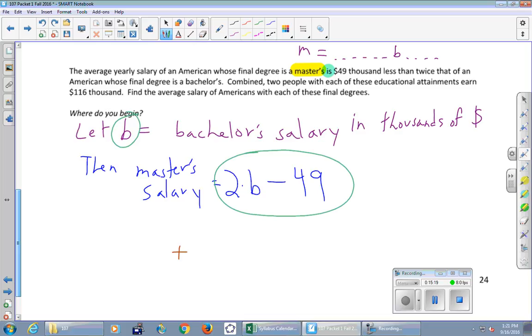Combined, two people with each of these educational attainments earns 116,000. Great. Where's the 116 go? After the equals, 116. The two salaries are the things we are combining, the things we are adding. What are we writing first? B, that's one of the people. What are we writing second? 2B minus 49. That's the other one.